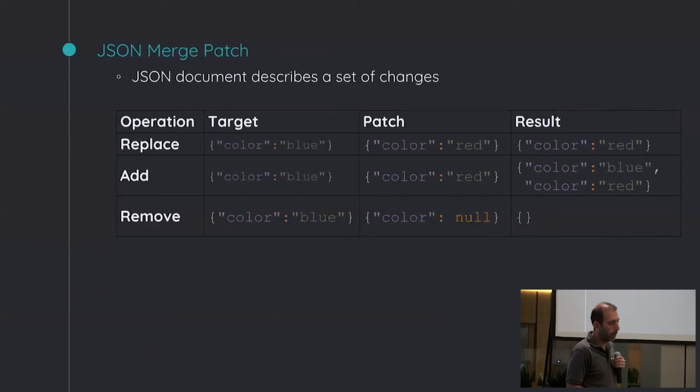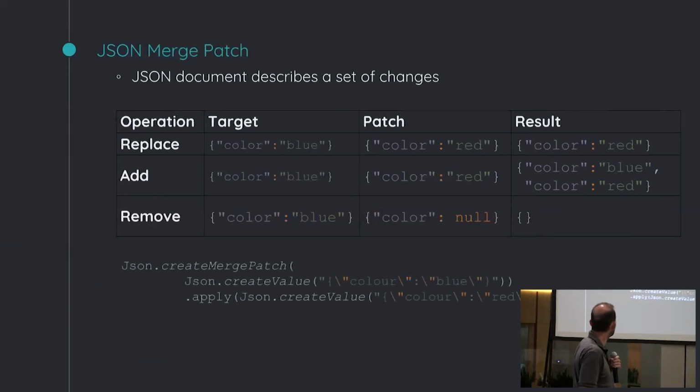Again, to use merge patch, we call the static create merge patch method on the JSON class, and then we pass the parameters in order. So the apply method will result in a JSON merge patch, and instances pass the target JSON and the patch is applied. This code will show how to perform the replace operation from the table.